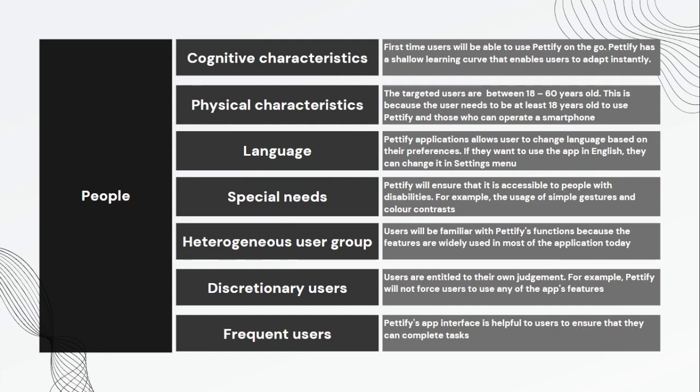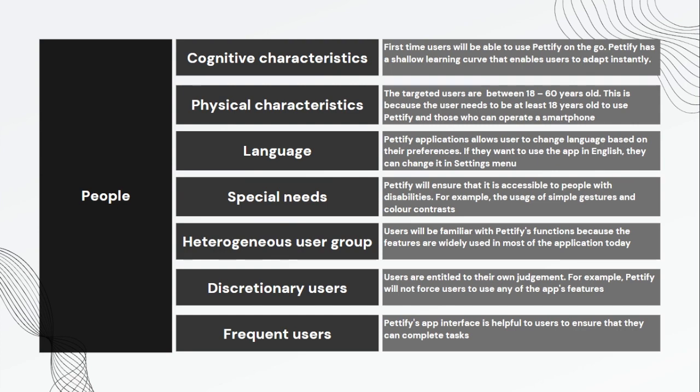Secondly, is the physical characteristics. Well, the physical characteristics are users that are between 18 and 60 years old. This is because the user needs to be at least 18 years old to use Pettify and those who can operate a smartphone. Thirdly, is the language. Pettify application allows users to change language based on their preferences. If they want to use the application in English, they can change it in the settings menu.